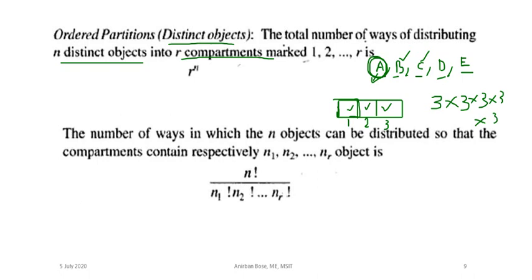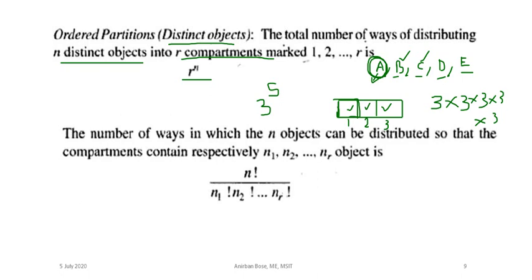So the total number of ways we can put all these in 3 different compartments is basically 3 to the power 5. So you have to think in that way: the first object, how we can put it, the second object, how we can put it, the third, and so on. So the answer is r to the power n.